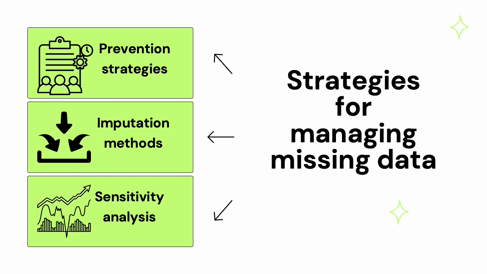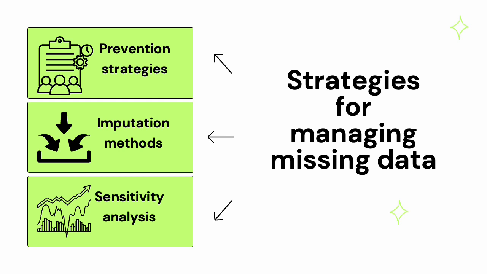To tackle missing data, we employ several approaches. So it can be the prevention strategies. By refining study designs and participant engagement, we can reduce the incidence of missing data. The next one, imputation methods. Techniques such as mean imputation, multiple imputation, or regression imputation help fill in missing values based on available data.